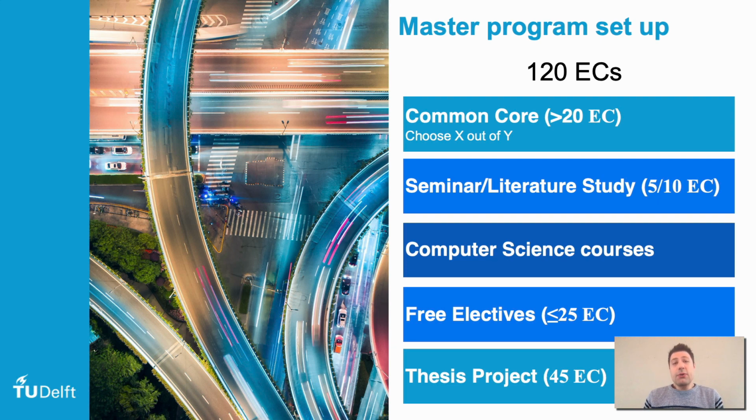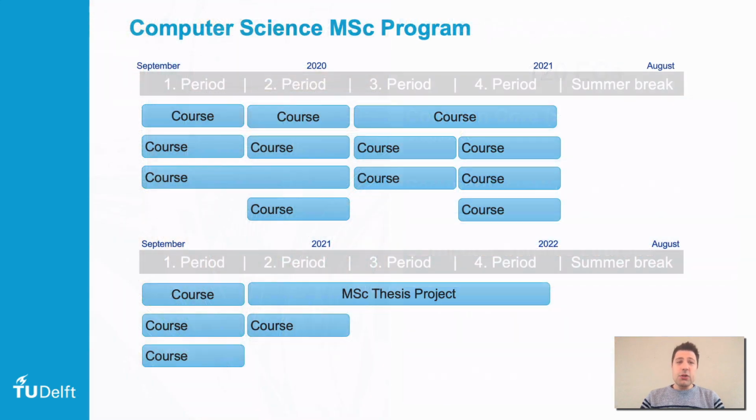You can also take free electives, as we call, and in those free electives, you are actually free to pick courses even from other faculties inside TU Delft. And finally, the master thesis project that takes 45 ECs. So if we think of the 2 years that you're gonna be in here with us, this is usually what it looks like for the student.